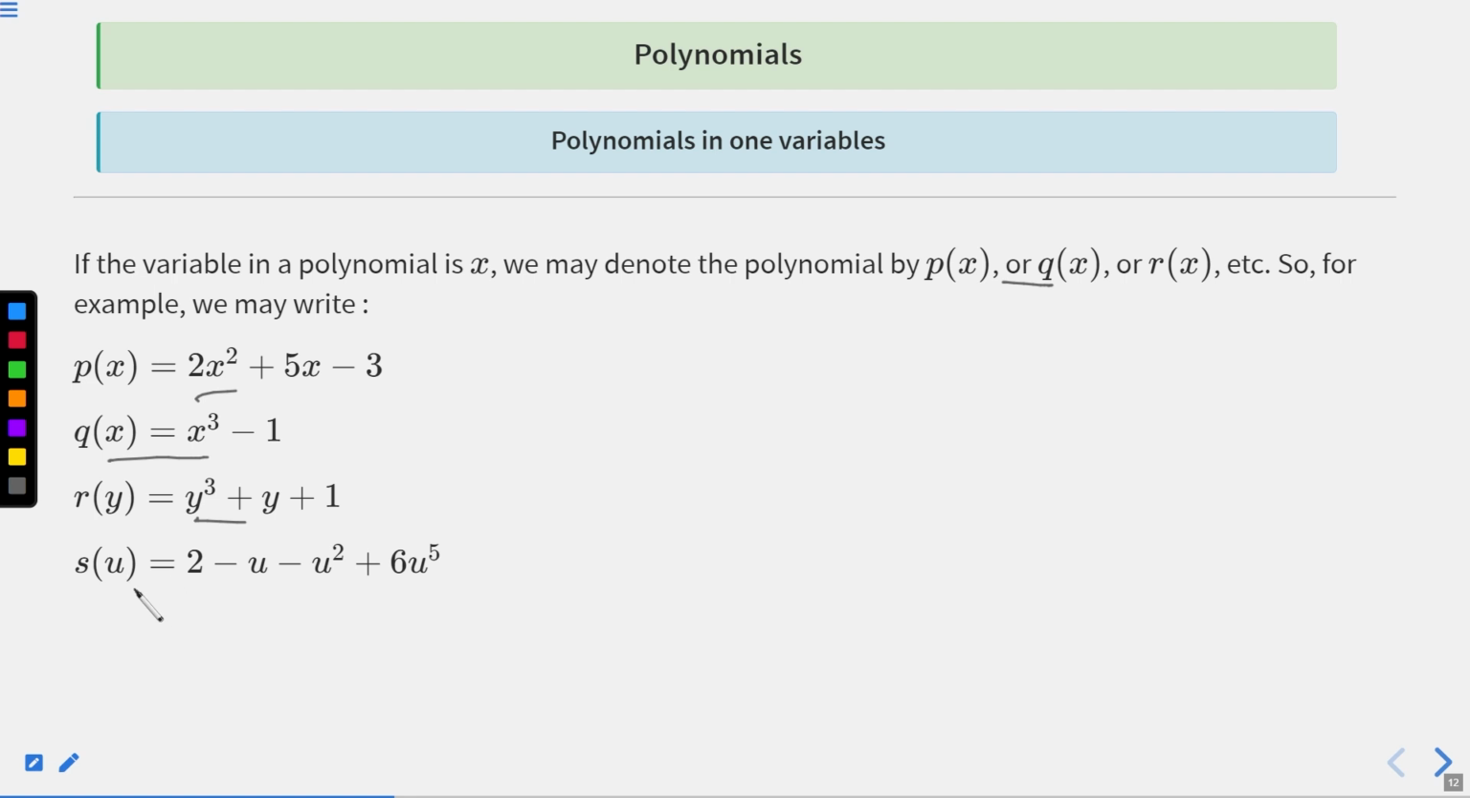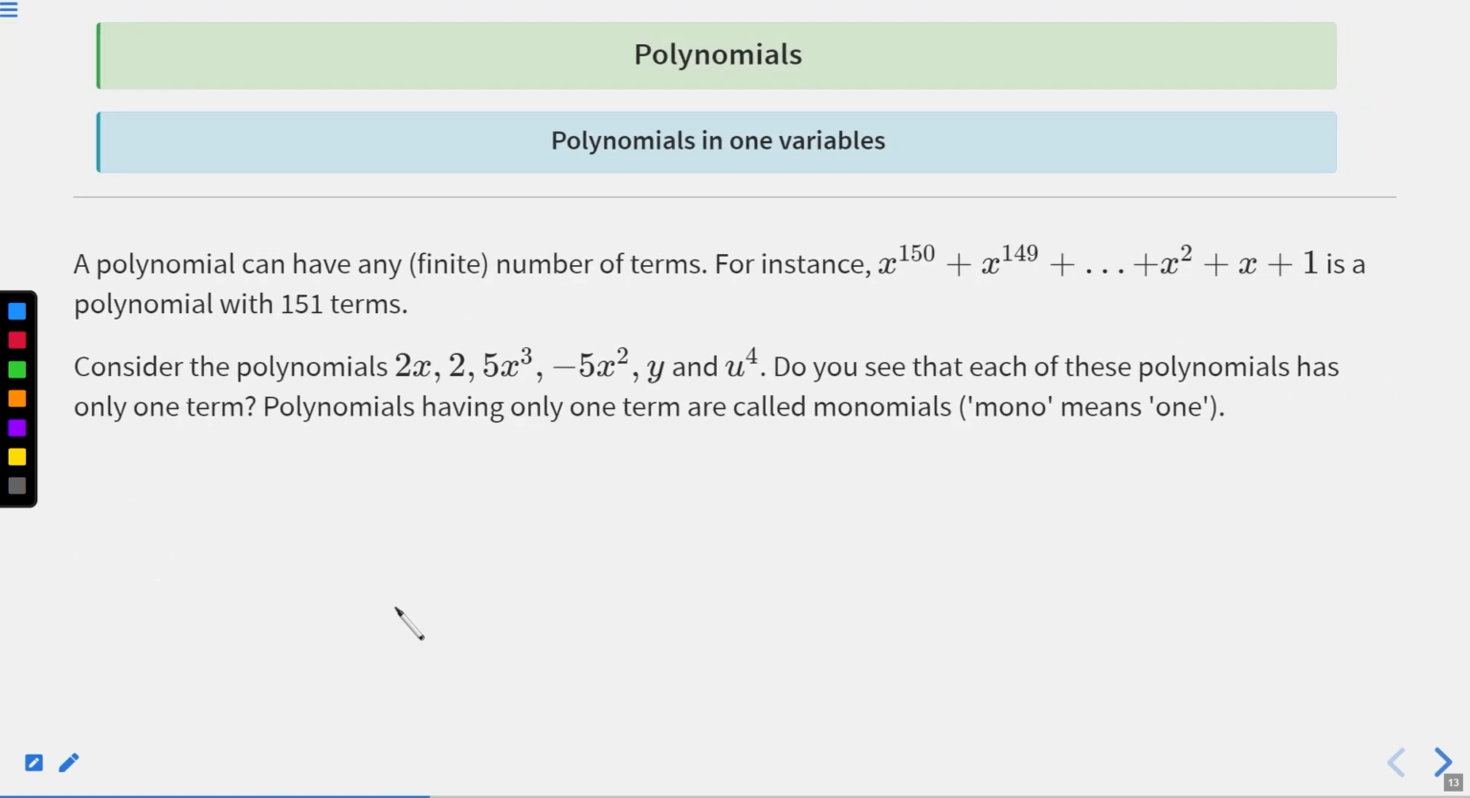And then this polynomial s of u is equal to 2 minus u square plus 6 into u to the power 5. Here the degree of this polynomial is 5. A polynomial can have any finite number of terms. For instance, x to the power 150 plus x to the power 149 plus dot dot dot x square plus x plus 1 is a polynomial with 151 terms.